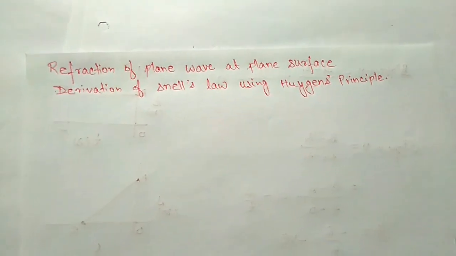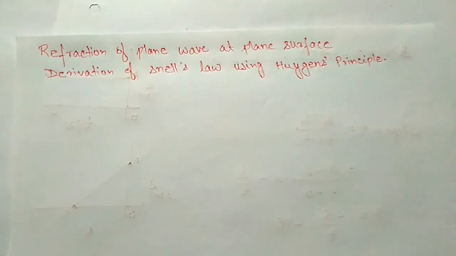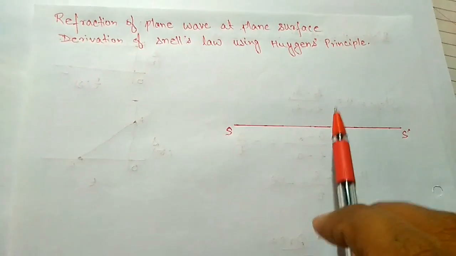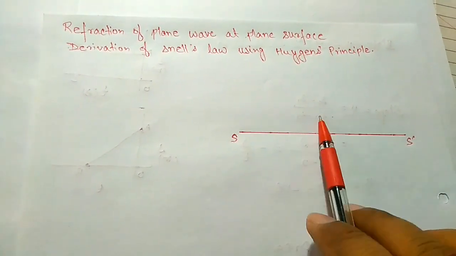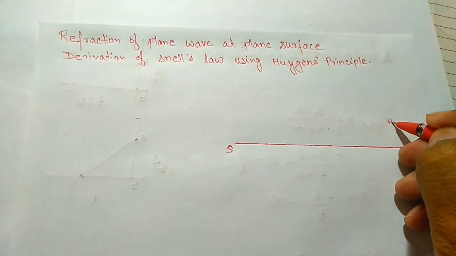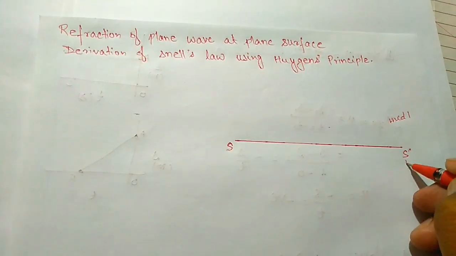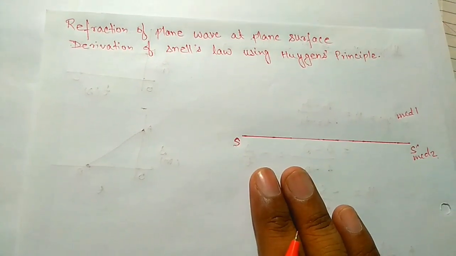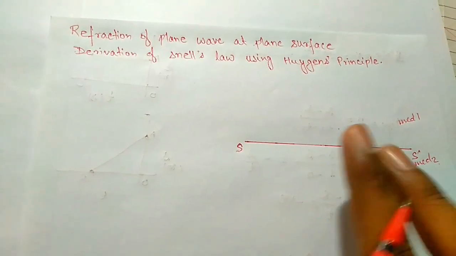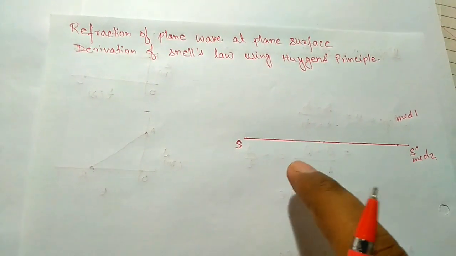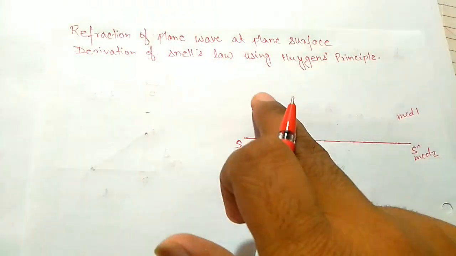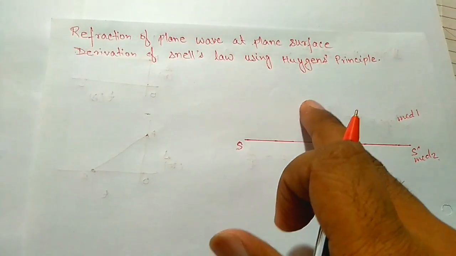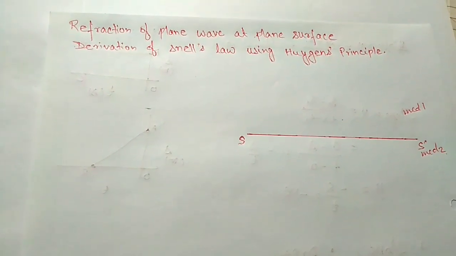So let's draw the interface between the two media. Let us consider this SS dash is the interface, the boundary line of the different media. I am supposing that this is medium 1 and this one is medium 2. In the last derivation there was a reflection; this was a reflecting surface. Here this is a different medium. We can consider this medium is denser, so the light, meaning the wavefront, is coming from the rarer medium towards the denser medium. So let's first draw the incident wavefront.